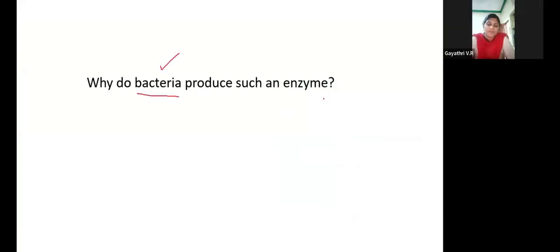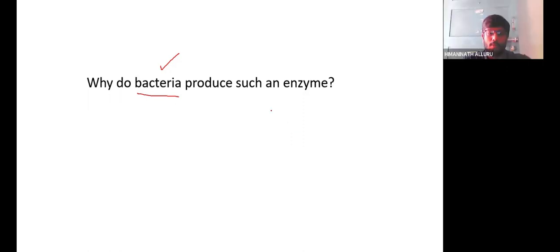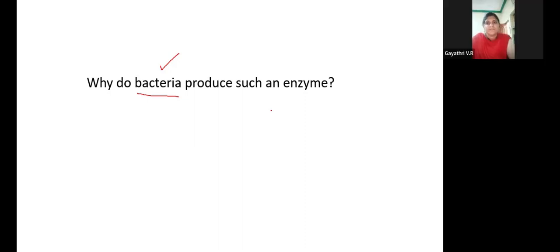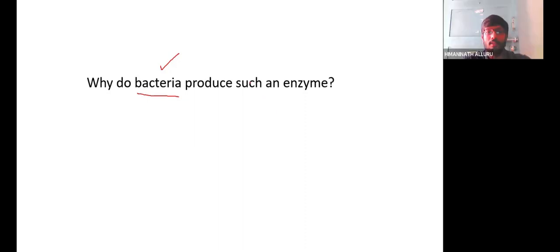Bacteria are able to produce this kind of enzyme. Two things it will do. One is that it adds a methyl group to its own cell's DNA, and it will produce one more enzyme, the restriction enzyme. Why does it produce the restriction enzyme? What is the need of that? Can anyone say?